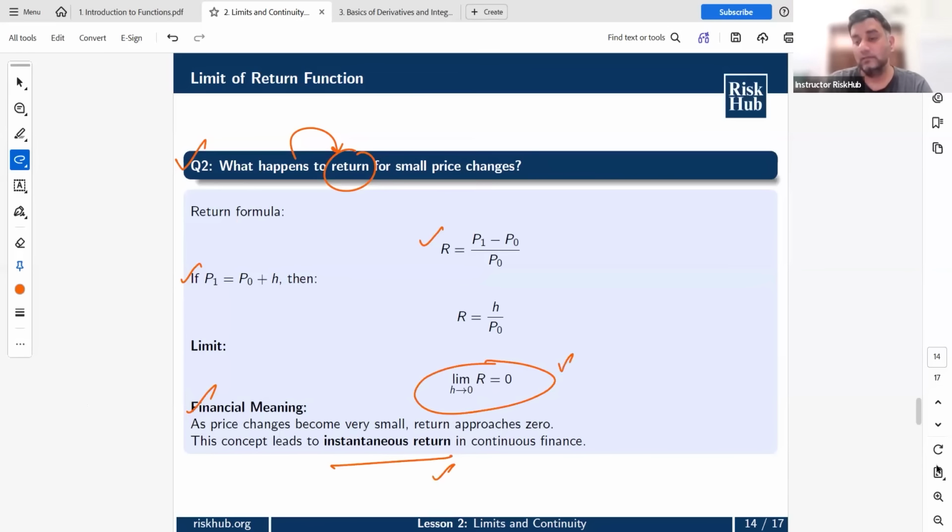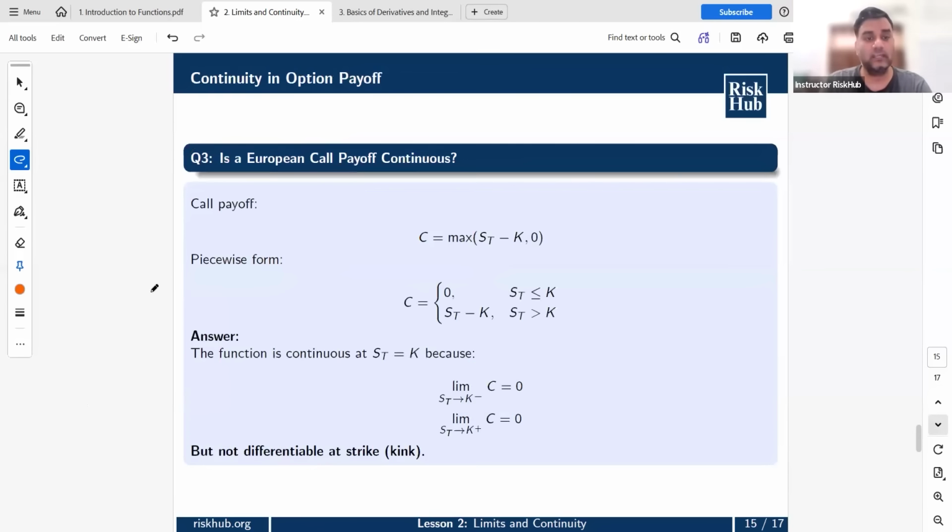Okay. All right. Then we go to the next part, which is the European call option payoff, continuous. We are revisiting the European call option payoff, C equals max(S_T minus K, 0). We have seen it in the previous chapter also, and this chapter also. Piecewise, it is this form: C is equal to 0 for S_T less than K, and S_T minus K for S_T greater than K.